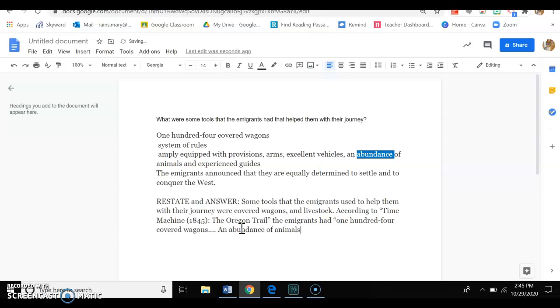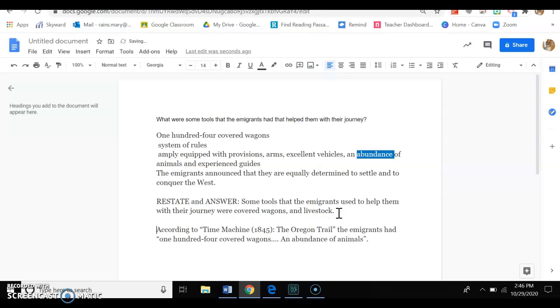And honestly, if you just picked one answer, you would just need to cite it and you wouldn't have to even worry about this. So I would say, according to "Time Machine 1845: The Oregon Trail," the immigrants had 104 covered wagons and an abundance of animals. Period. Okay, so then we have our R, A, and again, you would normally put this all together because it's a paragraph, but just so you guys know, this is the cite part of RACE.